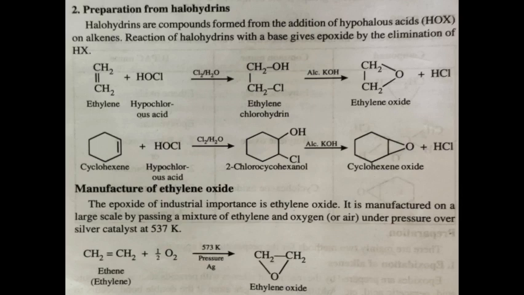Ethylene oxide is an important compound, particularly from the family of epoxides. It can be polymerized to polyethylene oxides also, and it is manufactured on a large scale by passing a mixture of ethylene gas and oxygen or air, under high pressure and high temperature, over a silver catalyst at 537 Kelvin. Then we get ethylene oxide. So this is the method normally employed for the industrial manufacturing of ethylene oxide.